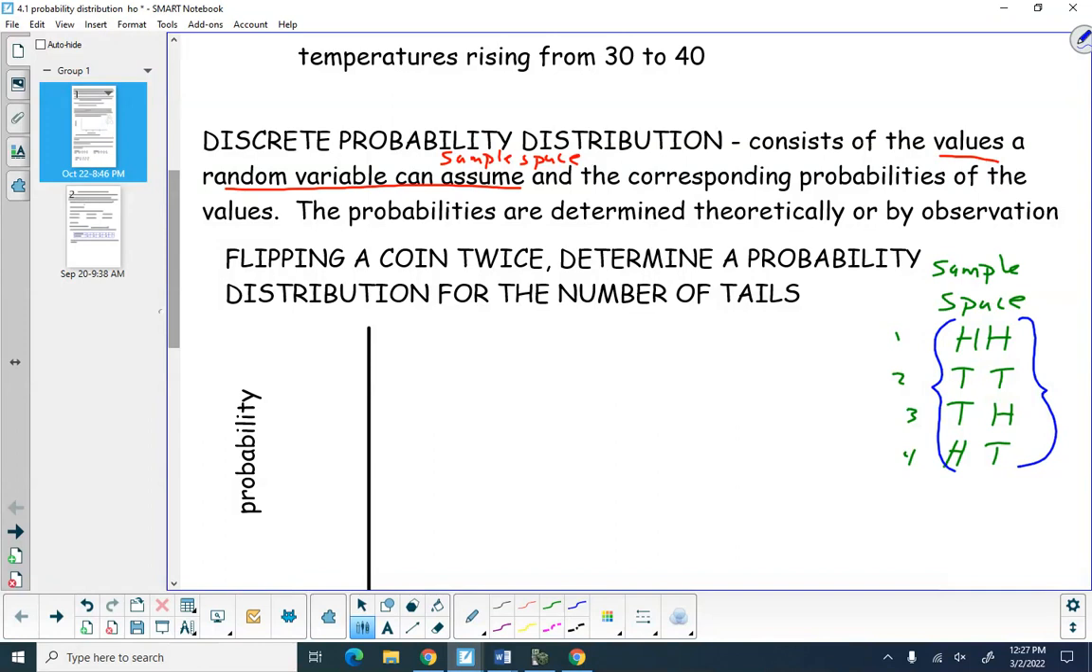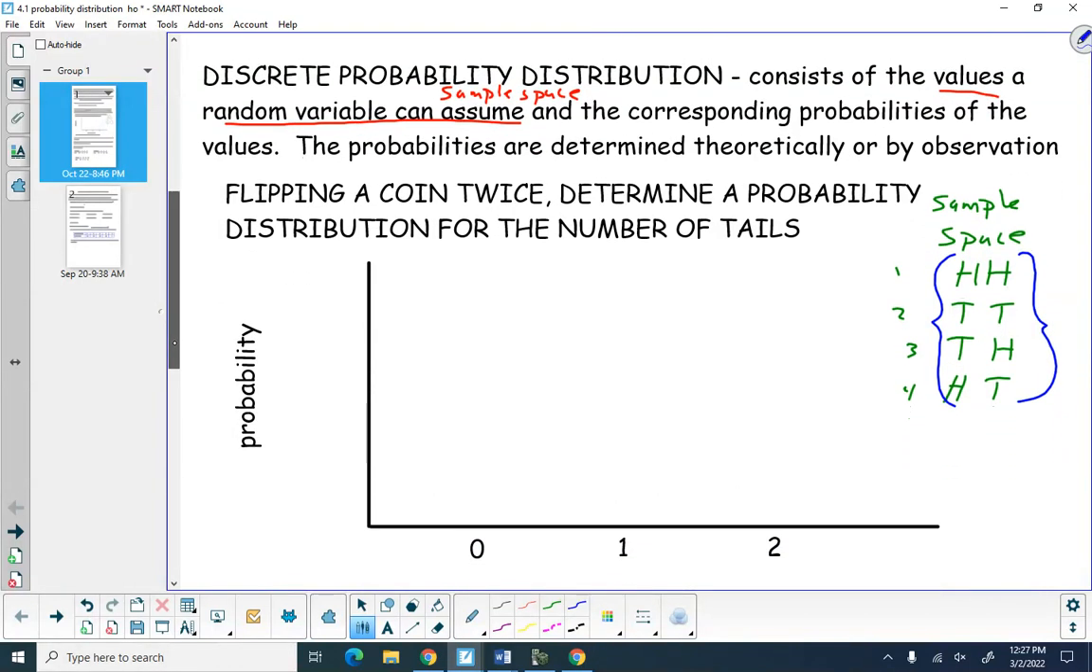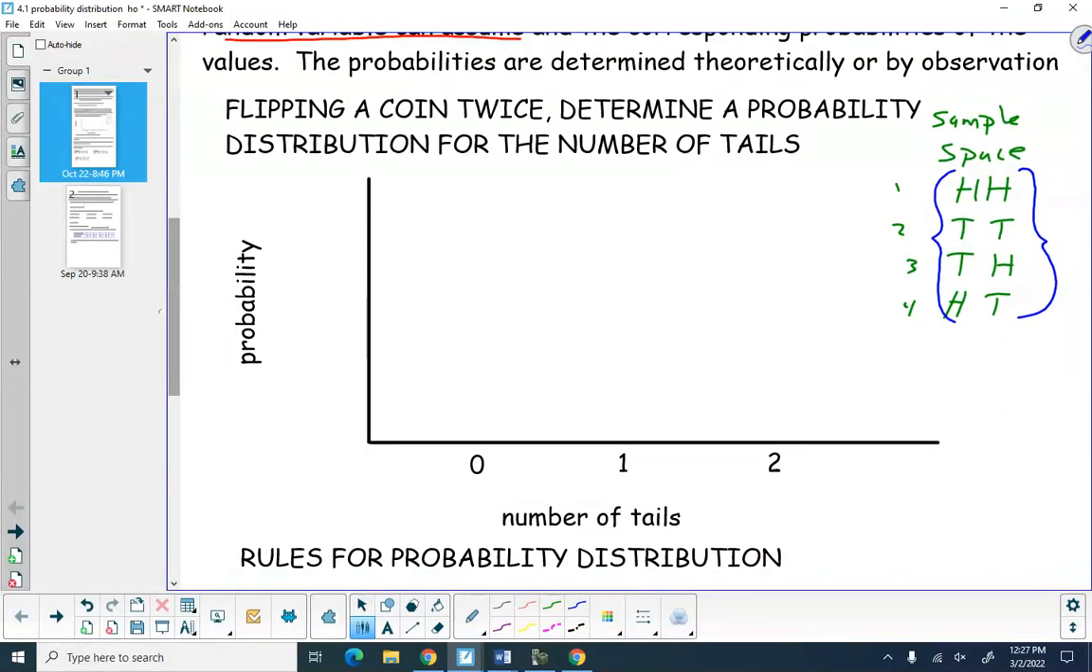So if we take a look at a probability distribution, if I'm flipping a coin twice, we have the number of tails along the bottom here, because that's what I want here, I want a distribution for the number of tails. So in my flipping of the coins, I can have 0 tails, 1 tail, or 2 tails. If I look at my sample space, I have 0 tails, I have 2 tails, then 1 tail, 1 tail.